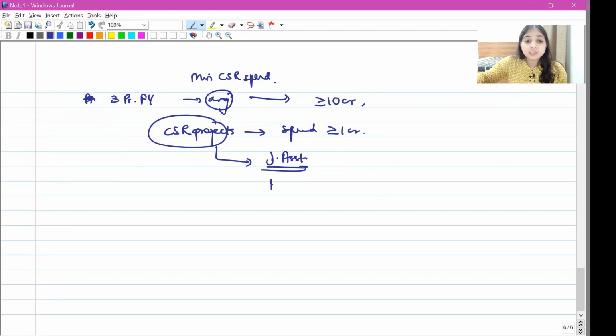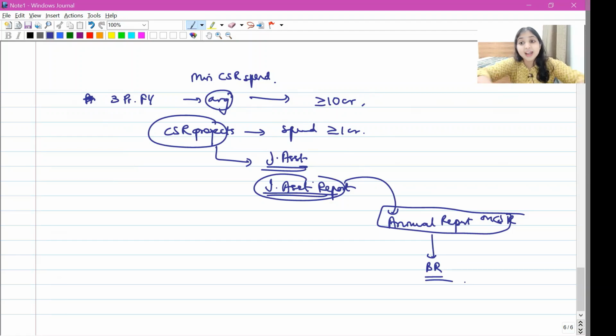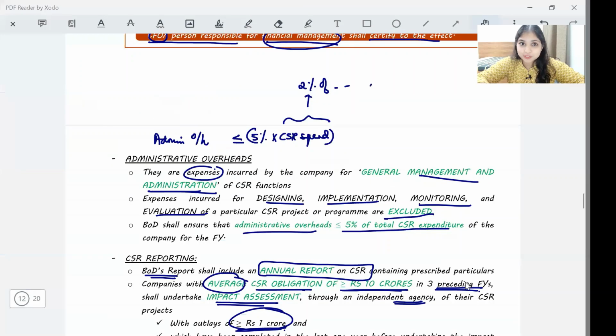That independent agency will also have to give an impact assessment report on what is the impact of this project on the society. This impact assessment report has to be attached to the annual report on CSR. This annual report on CSR will be a part of the board report of the directors. Understood? Or are you getting confused?